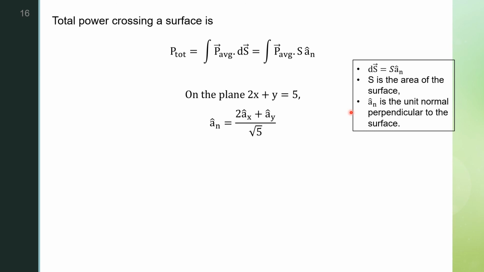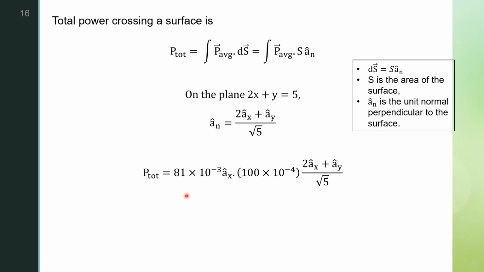So what is the surface here? It is a plane 2x plus y is equal to 5. So we want to find the unit vector that is normal to that particular surface. So from the basics of vector calculus, we know unit vector that is perpendicular to this particular surface An is equal to (2ax plus ay cap) divided by root 5. So we can substitute that in our expression, that is total power P is equal to P average.